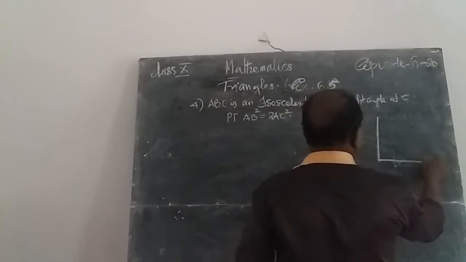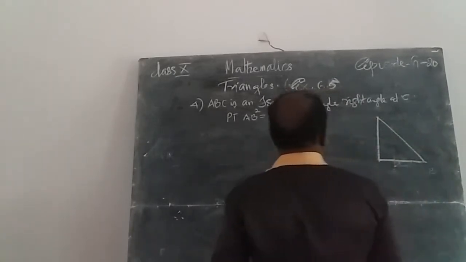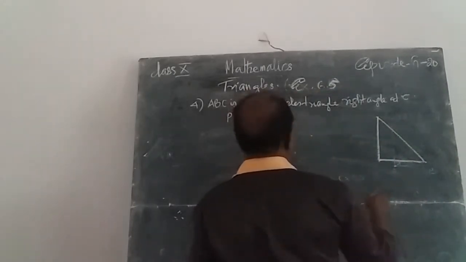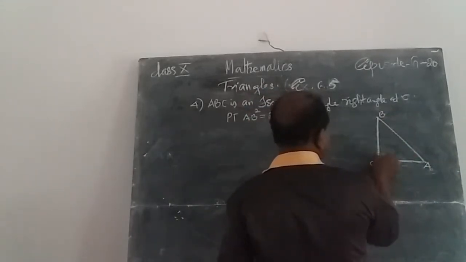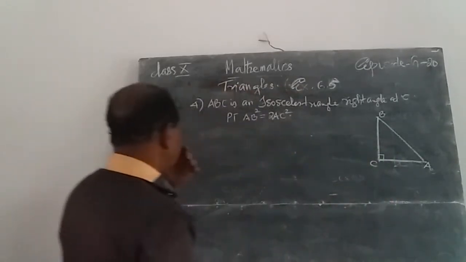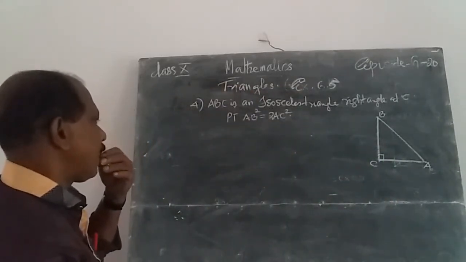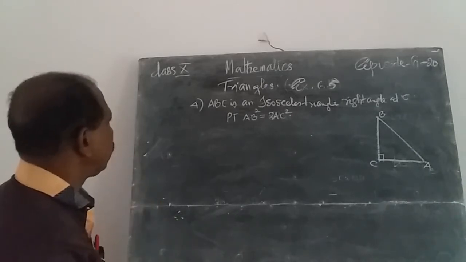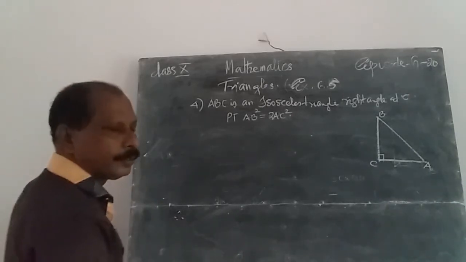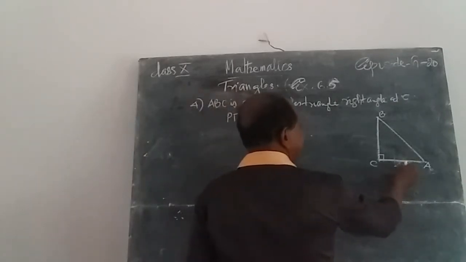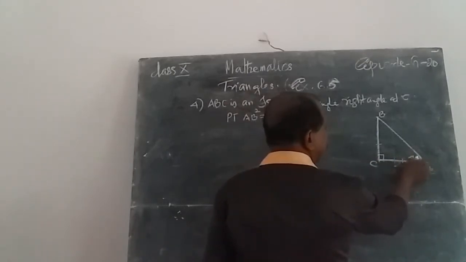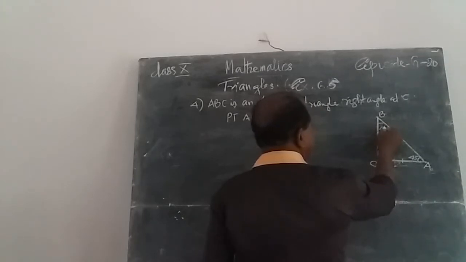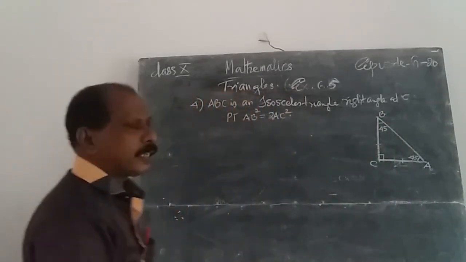ABC is a right angle triangle, right angle at C, that is A, B, C. It is simple. These two sides are equal. That means this angle is 90 degree, this angle is 45, and the angle B is also 45. Therefore, it is an isosceles right angle triangle.